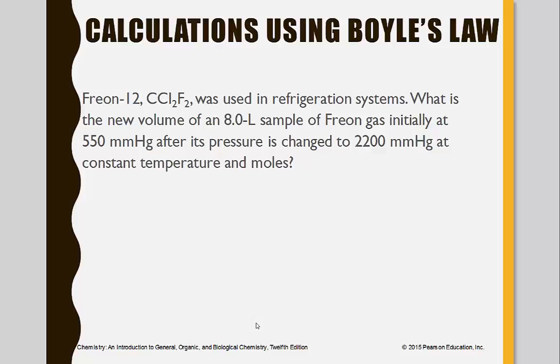Alright, so let's do several calculations just for practice. There are a couple of key terms I want you to realize. The primary one is "of." When you see the word "of," that means those two things go on the same side of the equation. Another thing I want you to pay attention to is that the units have to match up. You can't have millimeters of mercury on one side and atmospheres on the other. If that happens, you have to convert so that they have the same units.